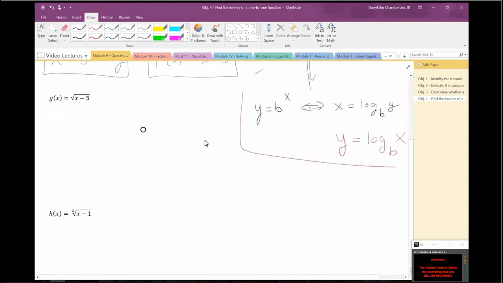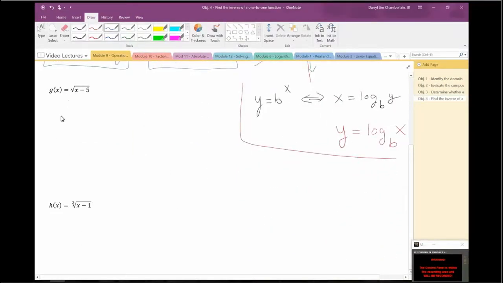Okay. So let's look at another example. Square root of x minus 5. We'll write it as y equals the square root of x minus 5. We will flip the x's and the y's. And now we need to solve for y. So I can square both sides. And I can add 5. And that would give me this g to the negative 1 of x is x squared plus 5.